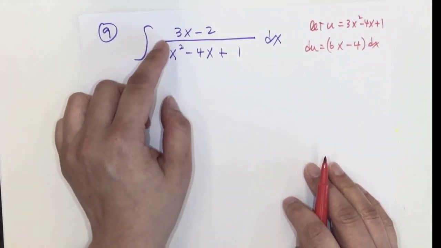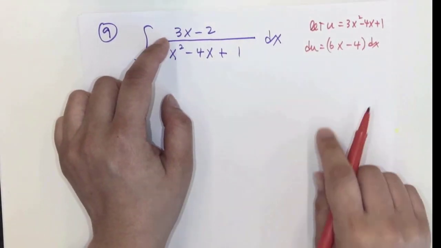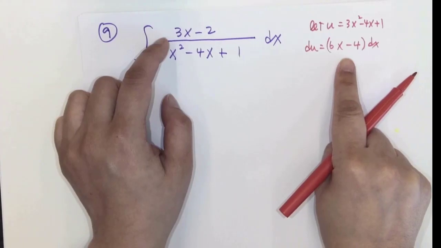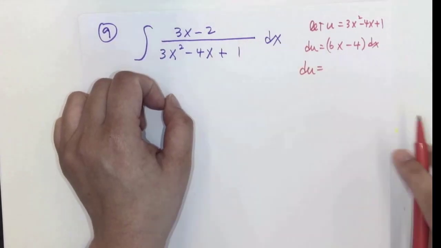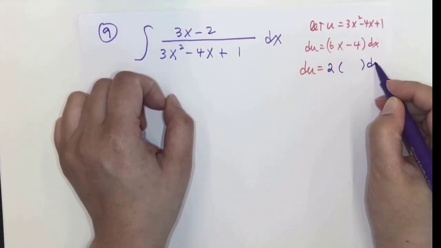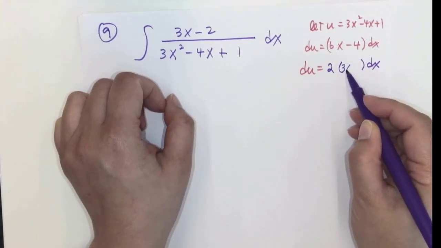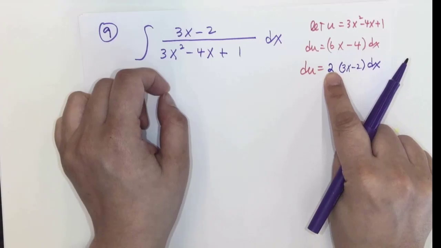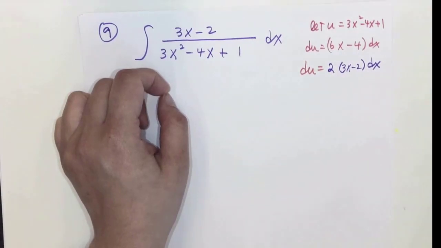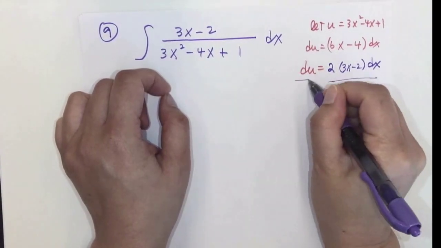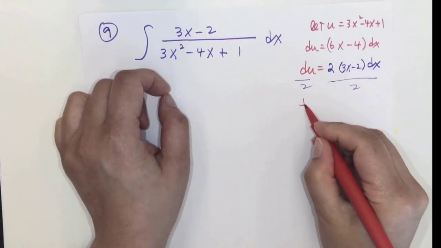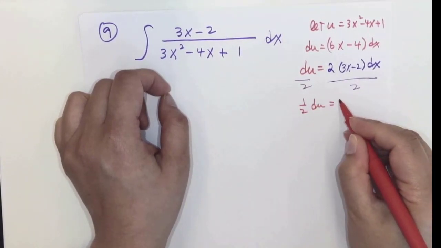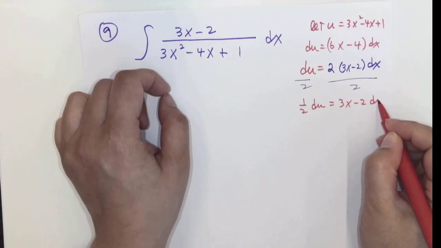Okay, so I compared this with the top part. Does it look kind of similar? But I need to pull out a 2. So if I pull out a 2, this is a GCF. Inside we'll have what? 3x minus 2, which matches this guy, right? But this 2 is extra, so this 2 needs to go. Divide by 2 on both sides. This is 1/2 du equal to 3x minus 2 dx.